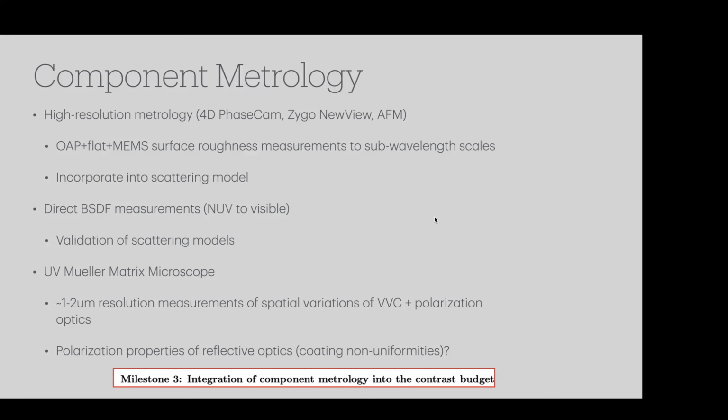Then what we would do is take all of these measurements, update our assumptions and models, and feed that back into the contrast budget. We can then update that and understand how significantly the contrast budget changes if we have these as-built numbers from doing this kind of metrology.